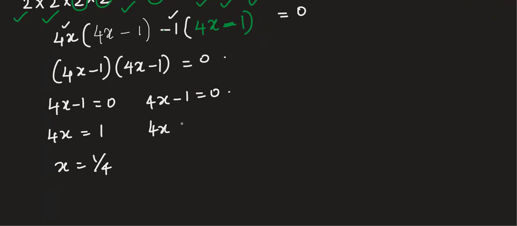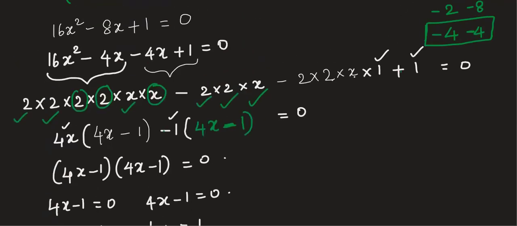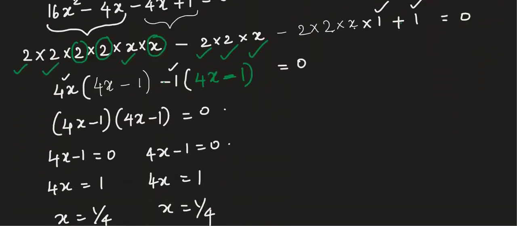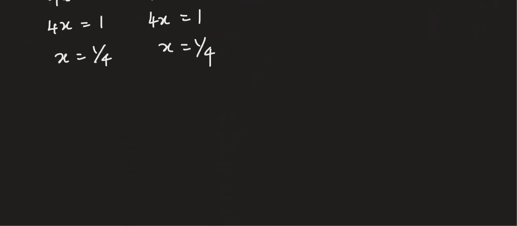Same thing we will do for this one. So 4x is equal to 1. So x is equal to 1 by 4. So the value for x will be 1 by 4 only. So the value of x is 1 by 4 for this question. Okay, hope this is easy for you. Easy to follow also. Let's move on to the last question.